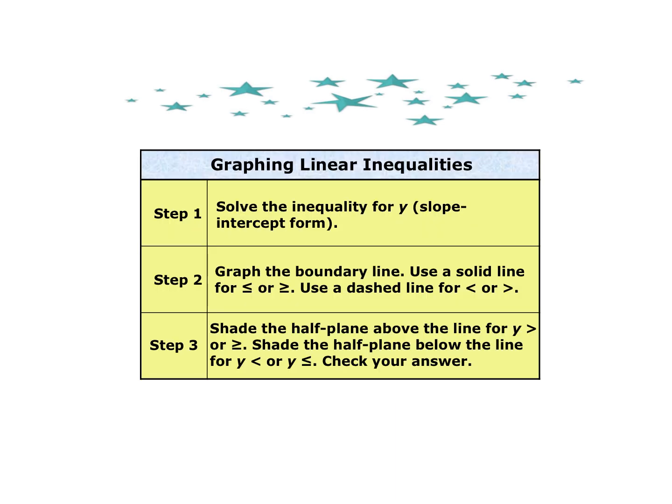So, graphing linear inequalities. The first step is to solve the inequality in slope-intercept form. So you guys remember, slope-intercept form is y equals mx plus b. The second is to graph the boundary lines using a solid line for less than or equal to or greater than or equal to, and a dashed line or dotted line for less than or greater than symbols.